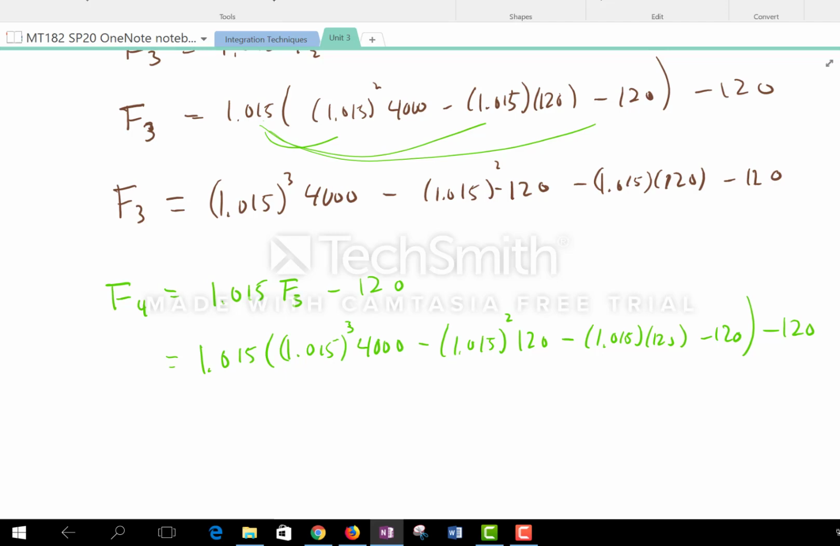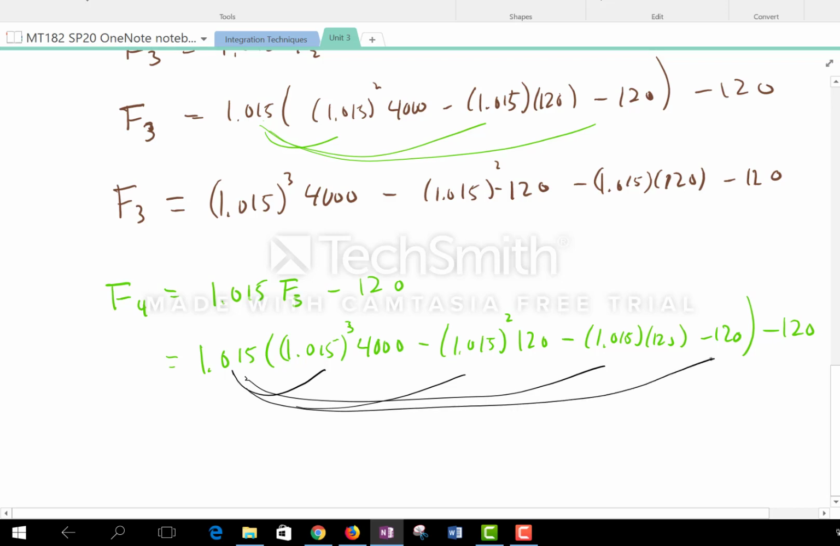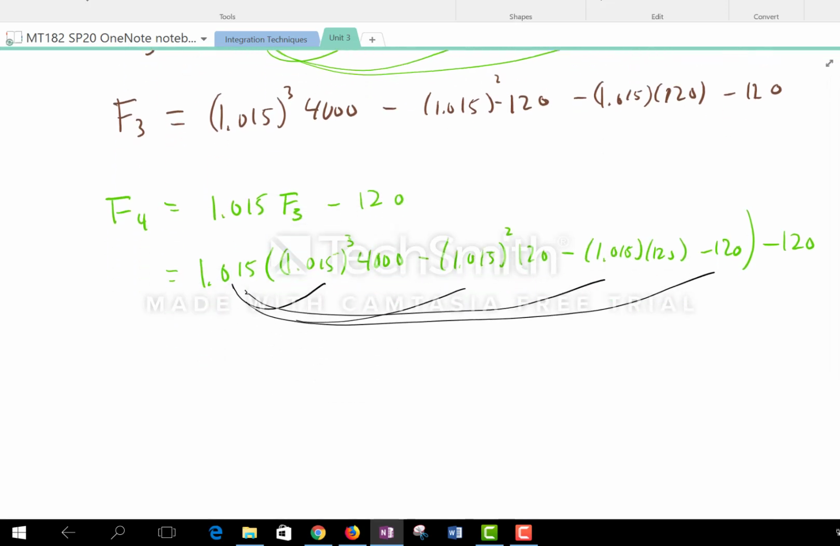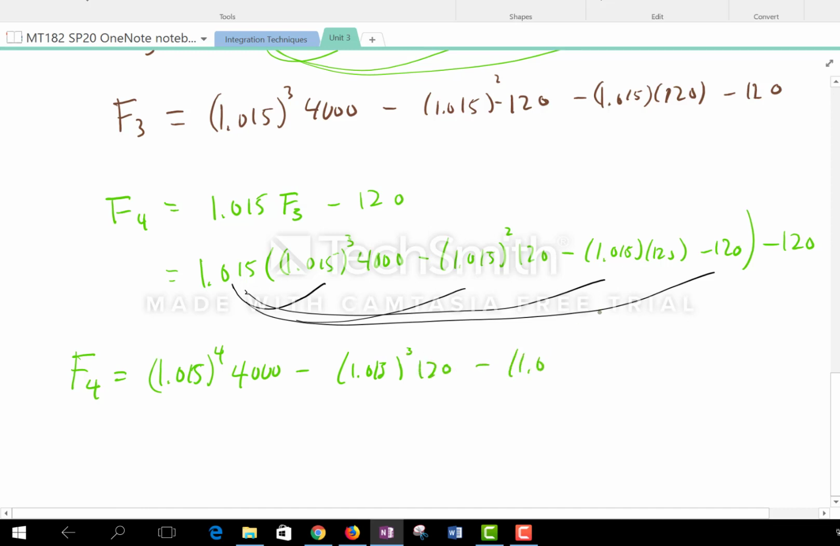Okay, and then what we're going to do is multiply the 1.015 through it again. Each of these, in this case, is 4 terms. Let's write that out. So what do we get? F4 is going to be 1.015 to the 4th power times 4,000 minus 1.015 to the 3rd power times 120 minus 1.015 squared times 120 minus 1.015 times 120, and those are the 4 terms we had by distributing through the parentheses, and then we still have the minus 120 out there.